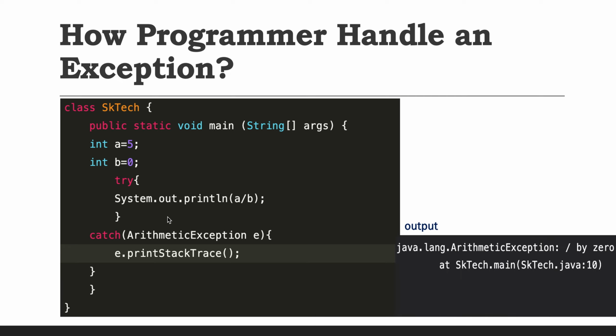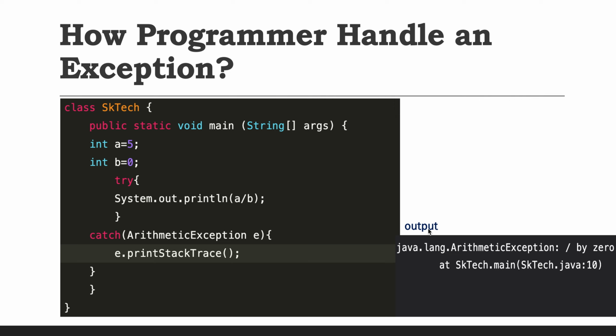If you run this program, you will see something like this. It is saying this is an ArithmeticException, and what is the reason for the arithmetic exception? Inside the main class of skTech, at line number 10 there is some problem, and that problem is nothing but divide by 0.